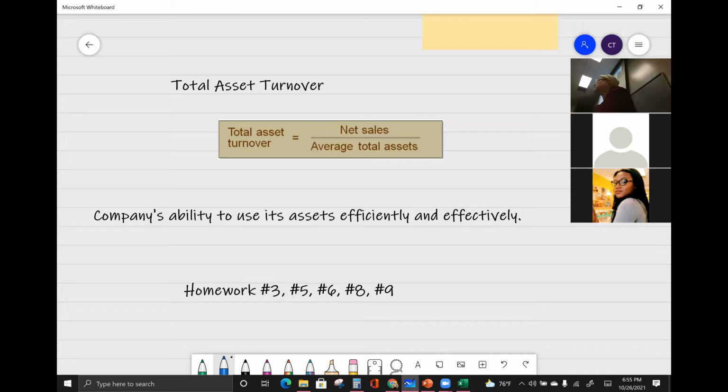It's our total asset turnover. So it's net sales over average total assets. Okay, so you're just taking the beginning balance and the ending balance, and dividing by 2 to come up with your average total assets. And the reason that they would use that is because it's a way to measure the company's ability to use its assets efficiently and effectively.